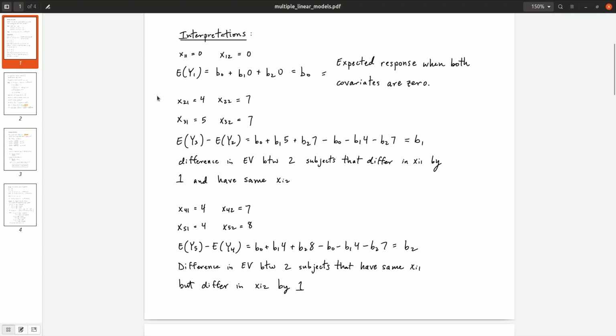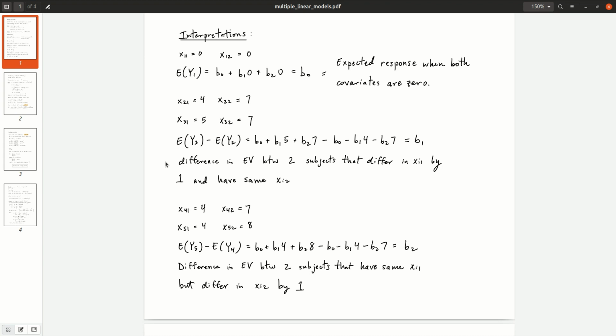So these are the covariates for the first subject. These are the covariates for the second subject. They differ in the first covariate by 1, but they have the same value of the second covariate. So let me just repeat that. This B1 is interpreted as the difference in expected value between two subjects that differ in x11 by 1 and have the same xi2.